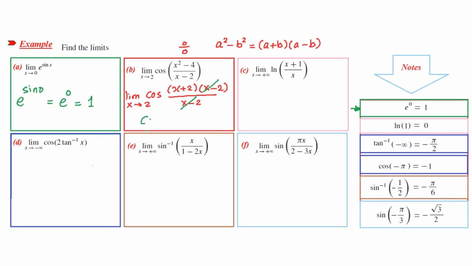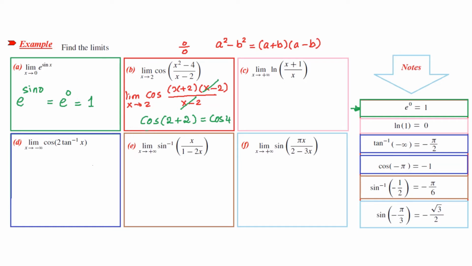So we have cosine of 2 plus 2, which equals cosine 4. And 4 is not a remarkable angle, so it will be cosine 4, and you can use a calculator to find the value of cosine 4.